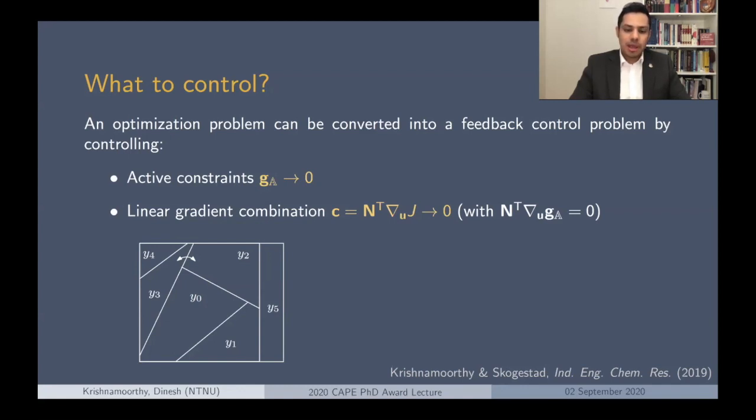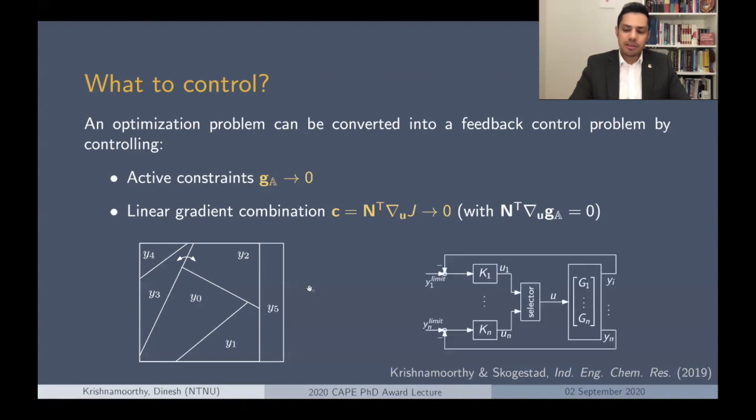set point of zero. Alternatively, an equivalent but generalized framework would be to control the linear gradient combination to a constant set point of zero, where the selection matrix N is chosen such that it is in the left null space of the active constraint gradients. So now we can use this rule for all the active constraint regions, where we control the active constraints to its limiting value, and for the unconstrained MVs, we control a linear gradient combination to a constant set point of zero. To switch between the different active constraint regions, we could use classical advanced control elements such as selectors for CV-CV switching or split range control for MV-MV switching and so on and so forth.